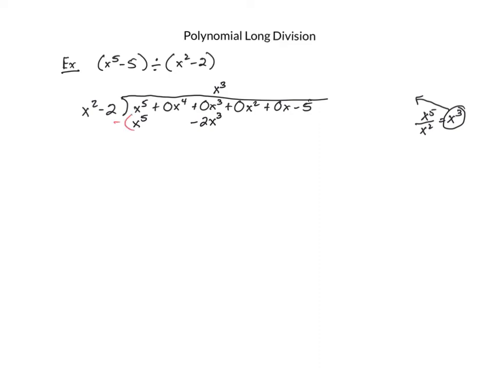So I'm going to do a subtraction. And I have x to the fifth minus x to the fifth. That's 0x to the fifth. We have 0x to the fourth minus technically 0x to the fourth, so there's 0x to the fourth. Again, I don't need to write that. I have 0x cubed plus, right, it's minus a negative, plus 2x cubed. So I have 2x cubed. And we're going to bring down our next term and repeat the process.